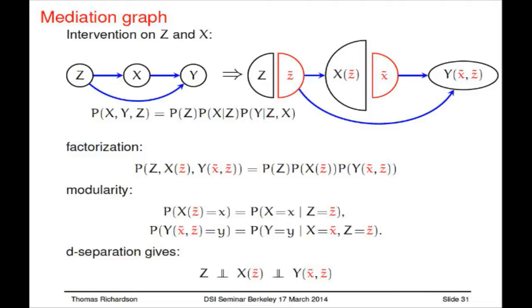Modularity now tells me how these pieces are obtained from the original graph, just in the way that we generalized previously. And d-separation gives us that all of these variables are marginally independent.